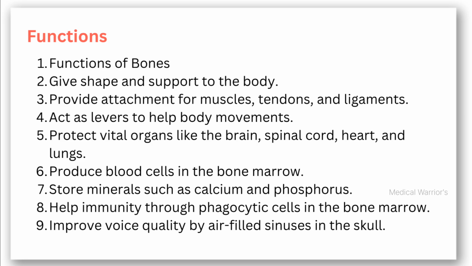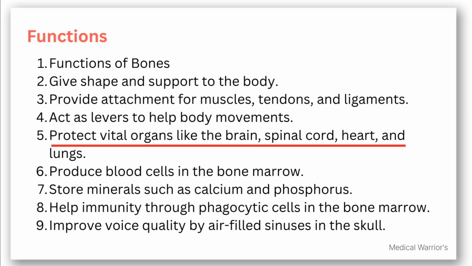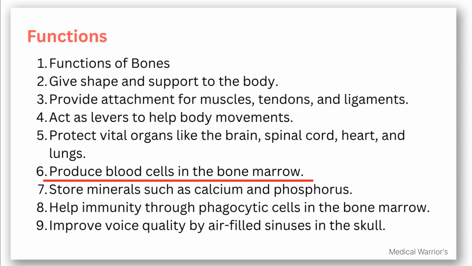It protects vital organs like brain, spinal cord, heart and lungs. It produces blood cells in the bone marrow, means manufacture of the blood, and bone stores minerals such as calcium and phosphorus. It usually stores 97% of the calcium and the phosphorus.